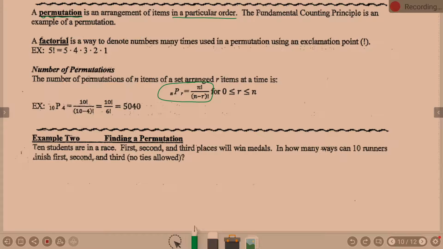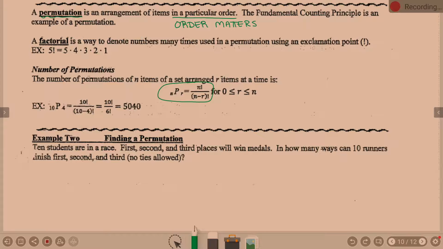So it says it's a permutation. Does it make sense it's a permutation? If runners are finishing first, second, and third, does order matter there? It matters, right? Finishing a race first versus finishing third, is that the same? No. Okay, especially if we're talking about medals. And so this is an example of a permutation. And I'm even going to write up here, order matters. So this is an example of a situation where order matters.